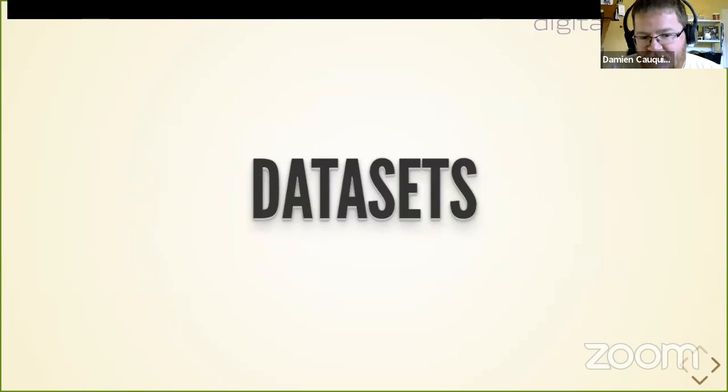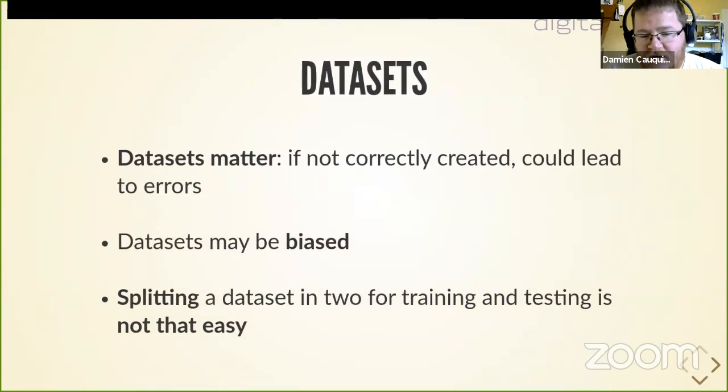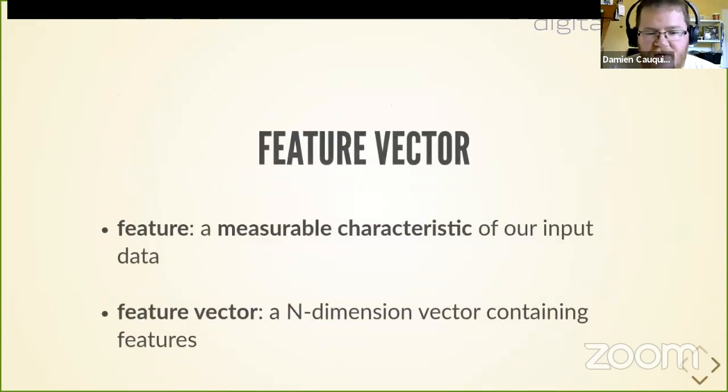All of these algorithms use datasets. Datasets are basically a bunch of data that is provided to the algorithm. And these datasets should be correctly created. If not, it could lead to errors. These datasets can also be biased if the data picked to compose them are not correctly chosen. And if you try to split a single dataset into two other datasets, a training set and a testing set, then you have to do it very carefully in order to get valuable data.